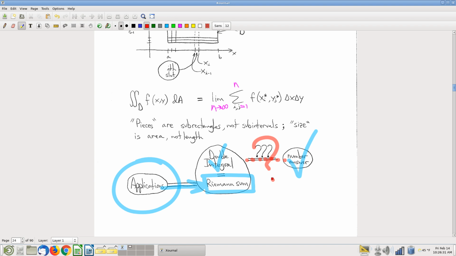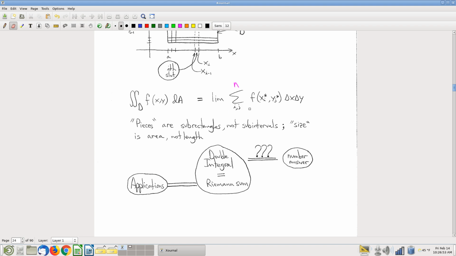We'll get there. Right? I don't want to get to it too fast because I want to focus on the very important and very non-trivial idea of how do you connect applications to Riemann sums and what are these Riemann sums, etc. Okay. All right. So don't worry about the numerical answers just yet. Okay.